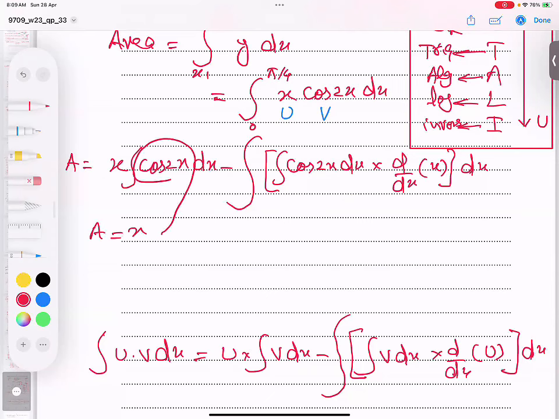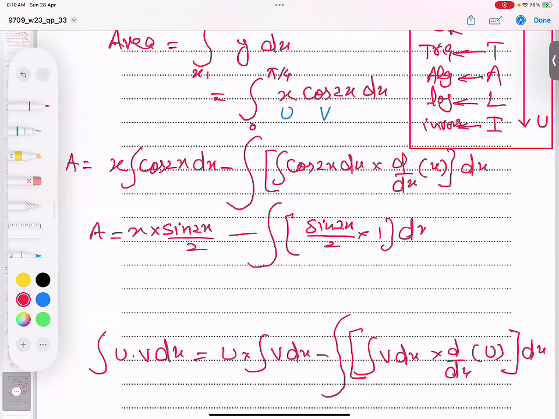What is the integration of cos? You know it very well. Sine 2x divided by 2. Same I'm writing here, sine 2x divided by 2. The derivative of x with respect to x is 1. It is very clear. Now, students, I just write once again x sine 2x by 2. Okay, this 1/2 can be brought outside, and inside I got sine.